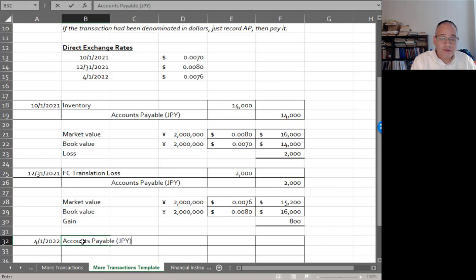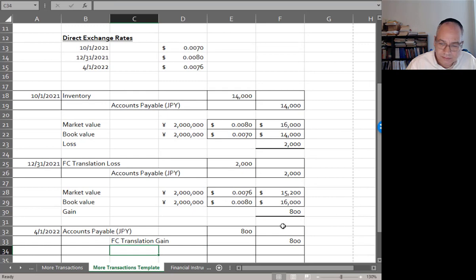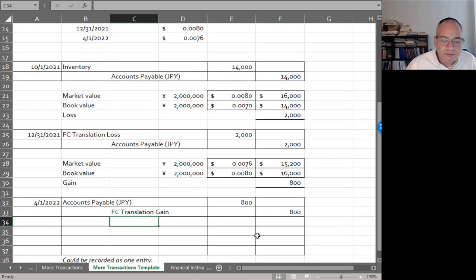And it's very important to note there in the name of the account that this is in yen. And again, it may help you to do a T account. And the credit is going to be foreign currency translation gain. Now I just want to comment on that. We use a gain account for the credit and a loss account to debit.